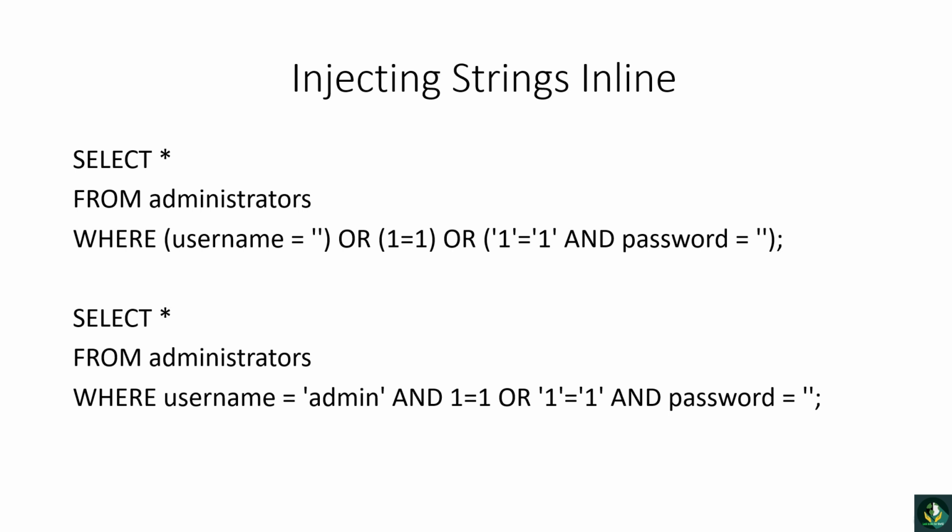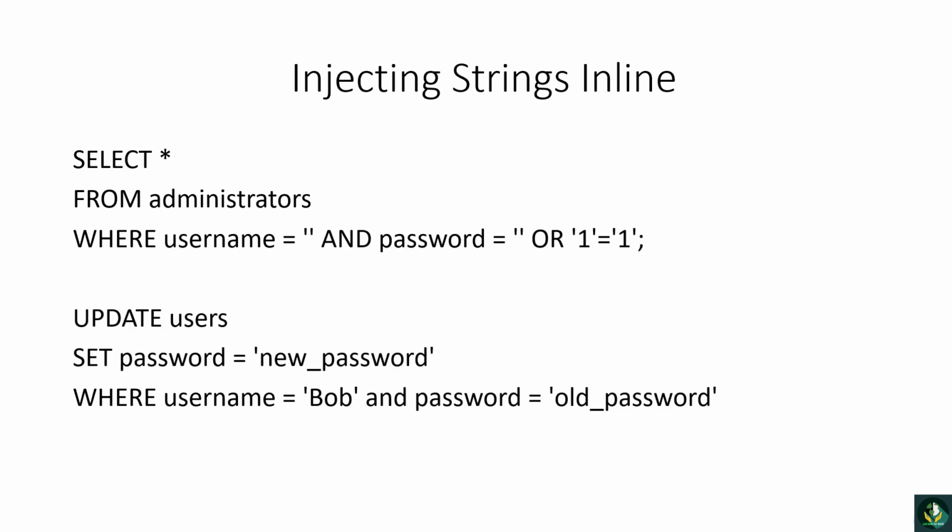However, you might find a scenario where termination is not possible, and the preceding technique is therefore necessary. Some authentication mechanisms cannot be bypassed by returning every row in the administrator table. As we have done in these examples, they might require just one row to be returned. So for this scenario, you may want to try something such as admin and 1 is equal to 1 or 1 is equal to 1, resulting in a code similar to this.